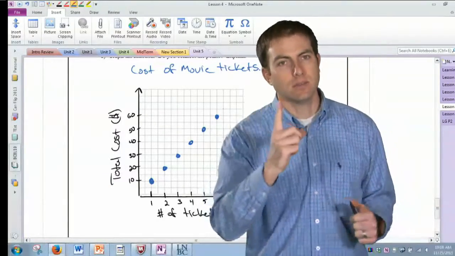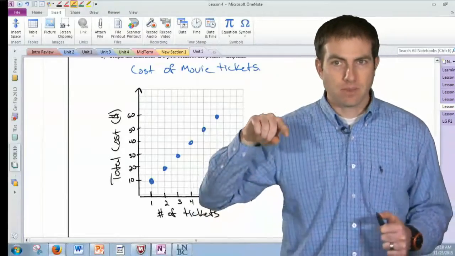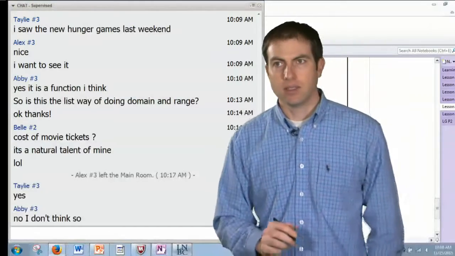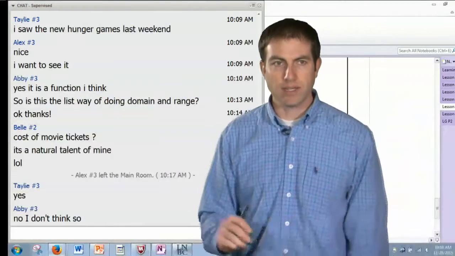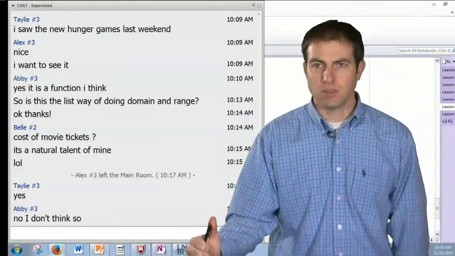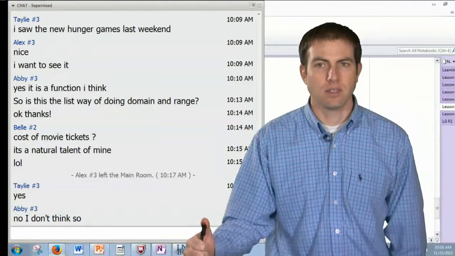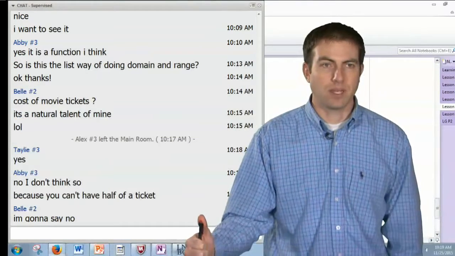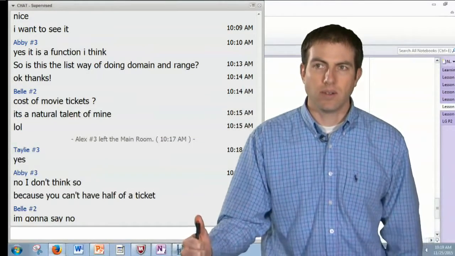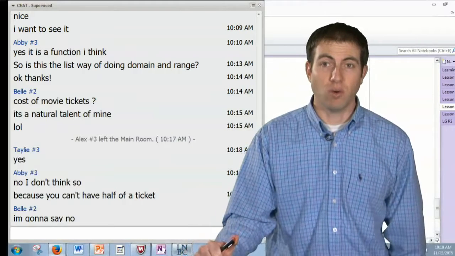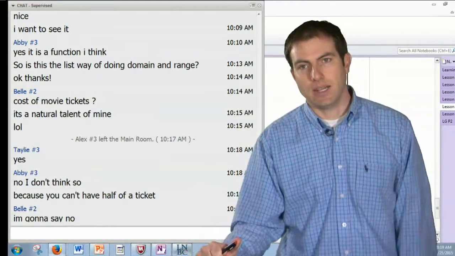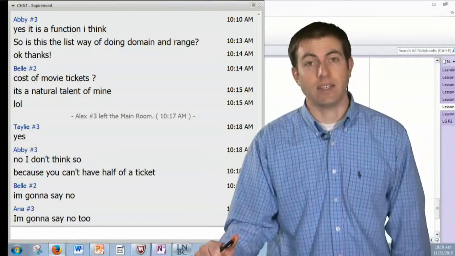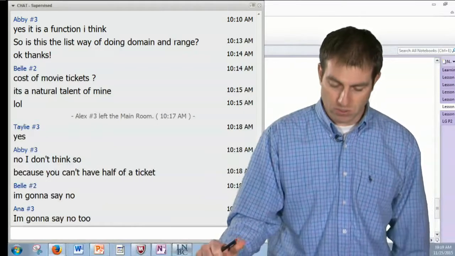Taylor says yes. Abby says no. We need somebody to break the tie. We have a tiebreaker lurking in the wings somewhere. Somebody going to have a moment of brilliance. Belle, Abby are both no's. I think we've got 3 votes, 2 for no, 1 for yes. And Abby's convinced Anna, possibly, to go with no as well.